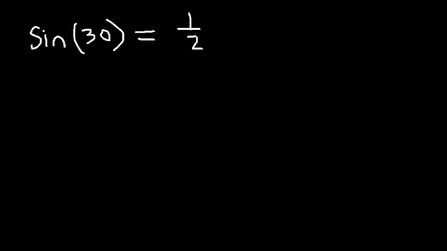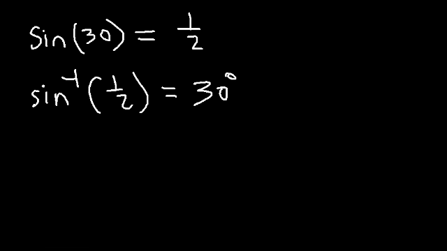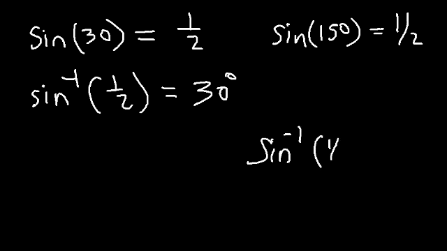Now let's move on to inverse functions. We know that sine of 30 degrees is equal to 1/2. So what is the inverse sine of a half? Since sine 30 is a half, the inverse sine, or the arc sine, of a half is 30 degrees. Now sine of 150 is also positive a half. Yet inverse sine of a half does not equal 150. I really want to stress that. The question is why?